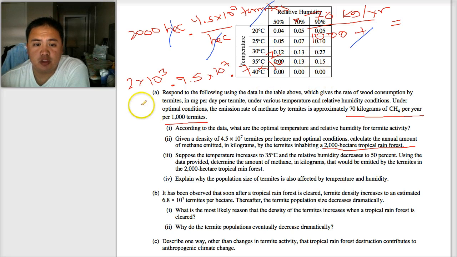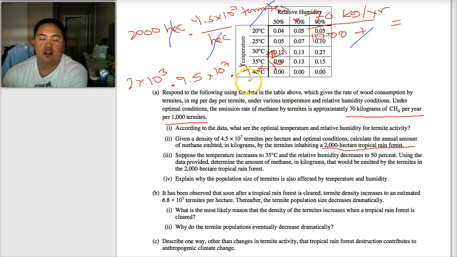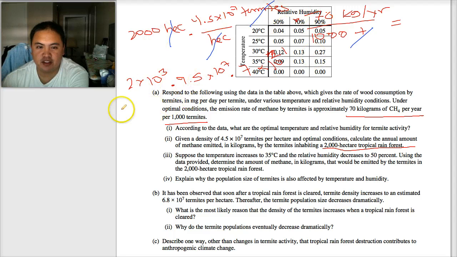Wait, 7 times 10 to the 1, sorry. 7 times 10 to the 1. So if you remember how to do scientific notation, what I will do is multiply all of these numbers. Also, if you're really stuck, I could just leave it like this, or I could just multiply and then divide by 1,000. I could also do that as well.